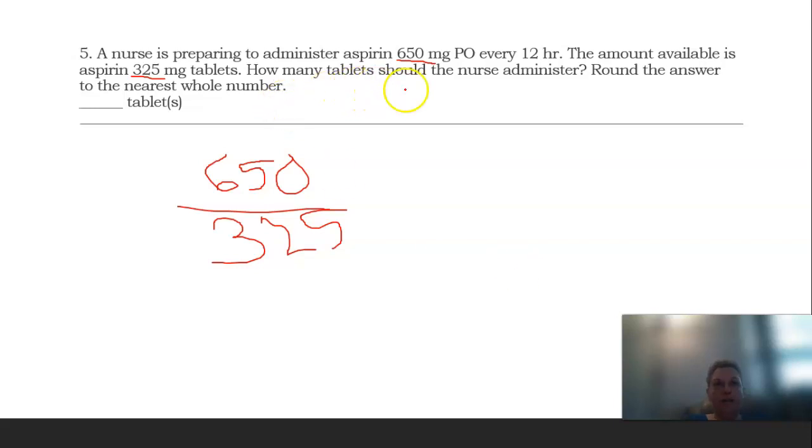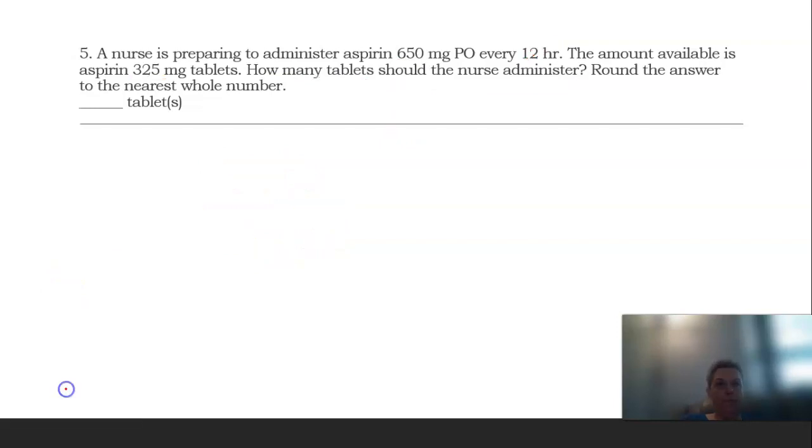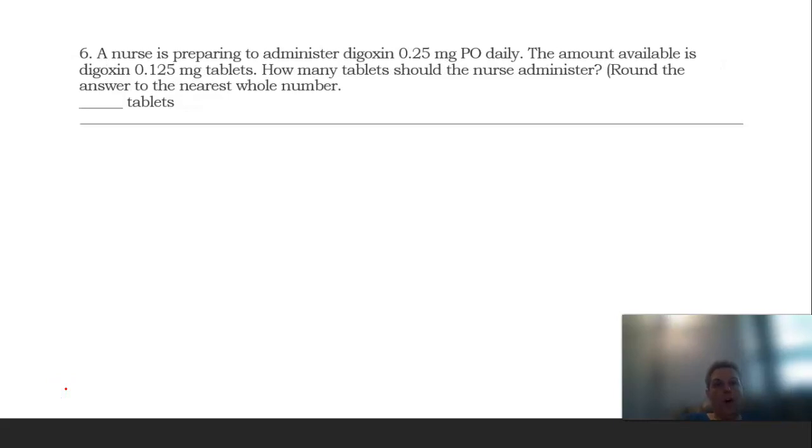It did not ask me how many per day. It's asking me per dose. So this is junk to make you jump. A nurse is preparing to administer 0.25. Don't care, because it's asking me how many tablets for 1 dose.